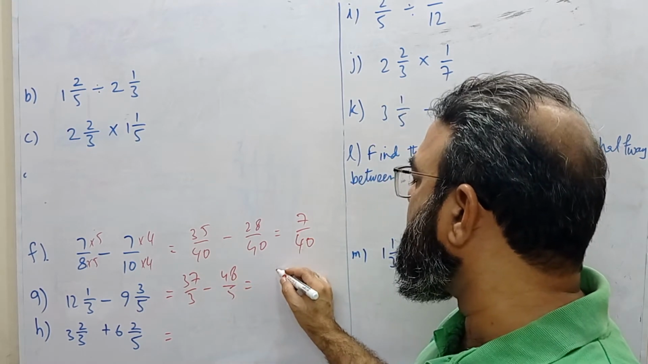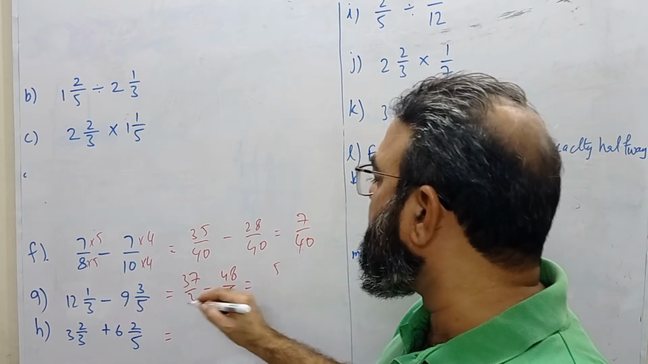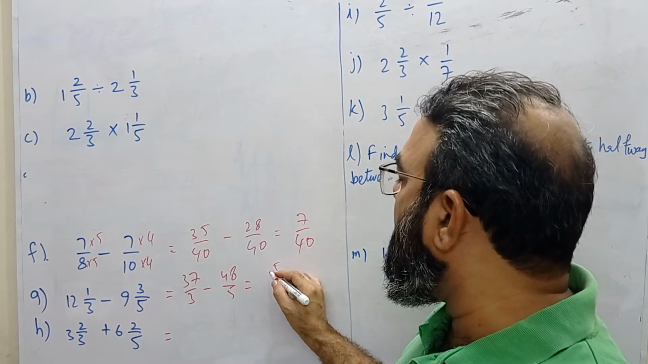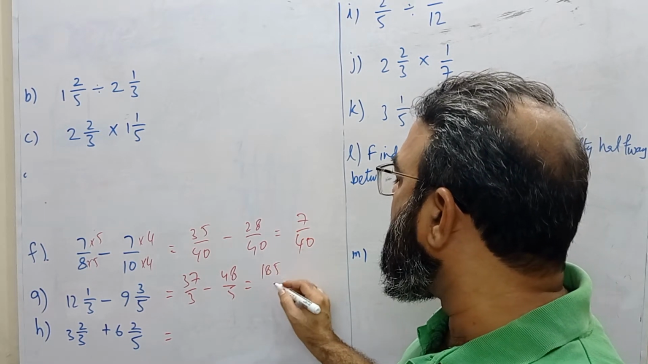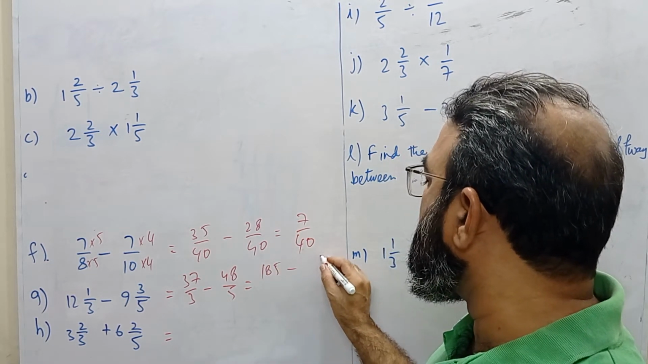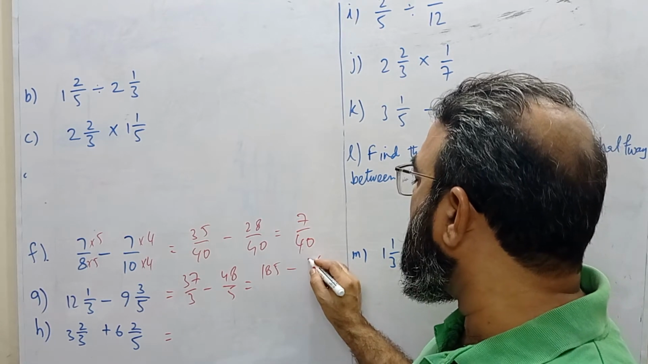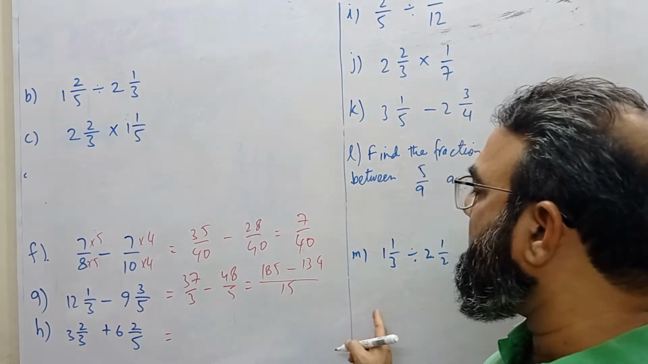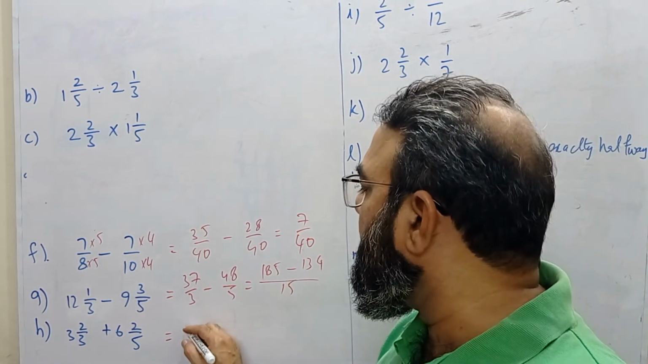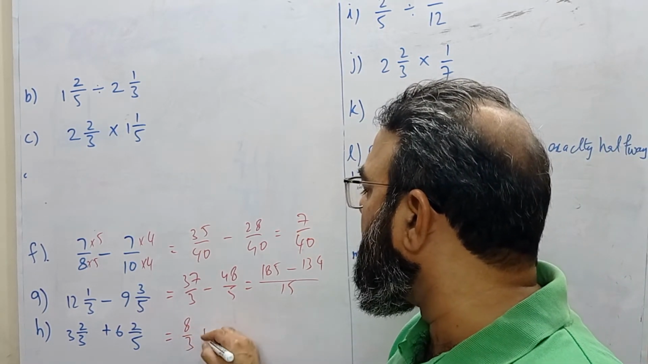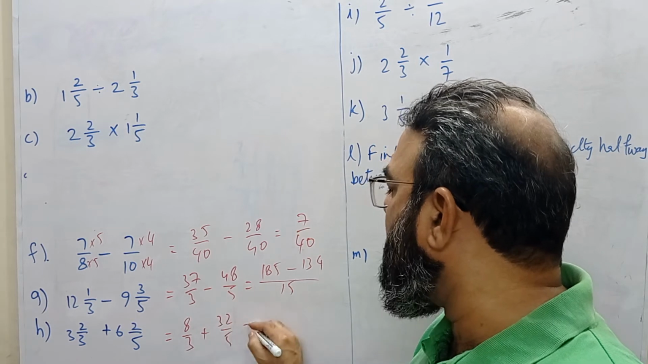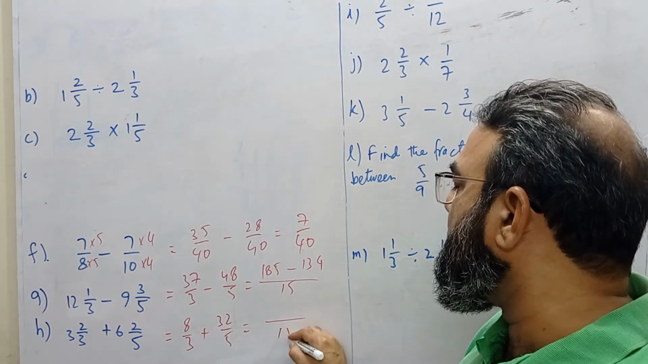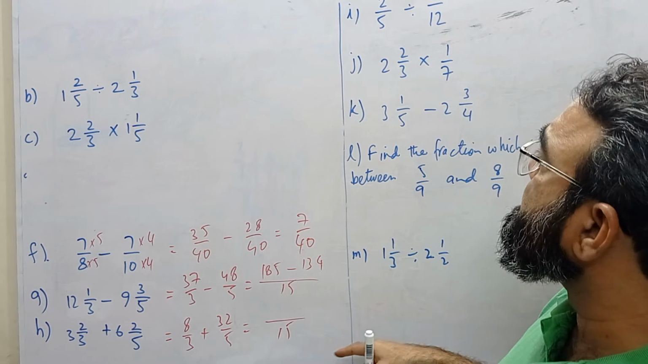This is going to be 5 times 7 is 35, 5 times 3 is 15, and 3 times 6 is 18. And this is going to be minus 3 times 8 is 24, 3 times 4 is 12. This is going to be over 15. So you can simplify this. This one is going to be 8 over 3 plus 32 over 5. The LCM is again 15 over here, and then you can complete this.